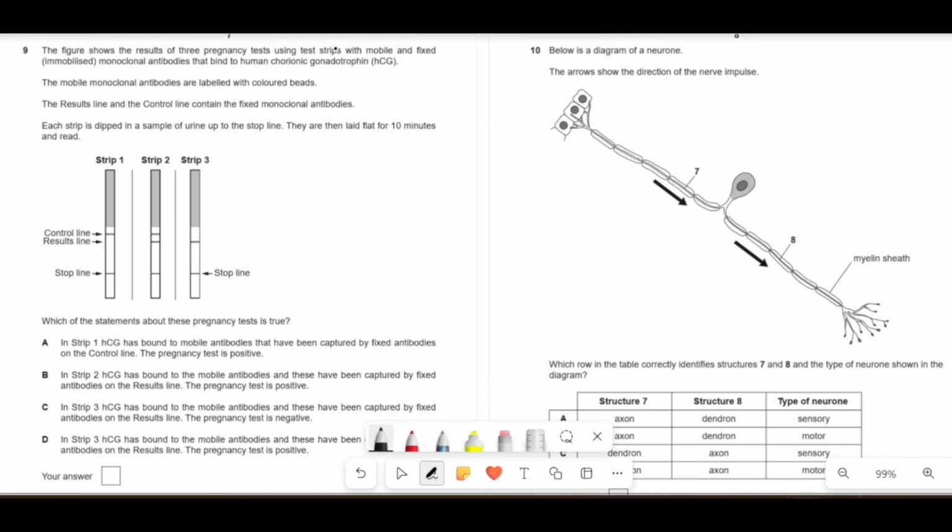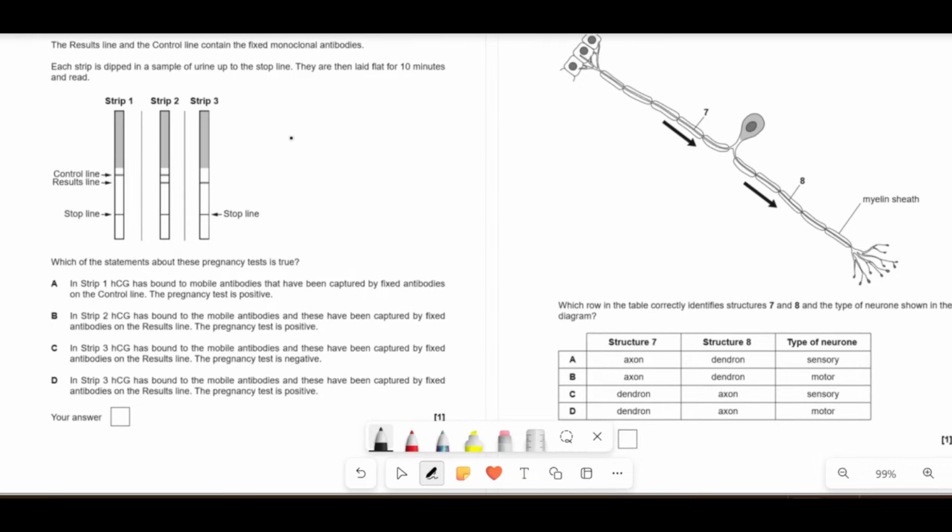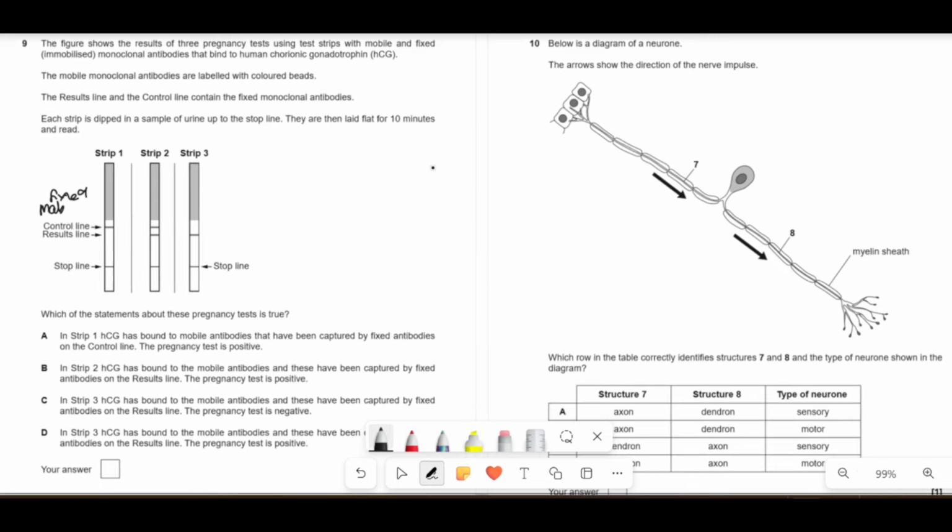Okay, so this figure shows the results of 3 pregnancy test strips with mobile and fixed immobilized monoclonal antibodies binding to human chorionic gonadotrophin. The mobile monoclonal antibodies are labeled with colored beads. The results and control lines contain the fixed monoclonal antibodies. Each strip is dipped in a sample of urine up to the stop line and then laid for 10 minutes. So here we've got our control line, our results line. Remember, it's got fixed monoclonal antibodies here. And we have our stop line as well, and that's fine.